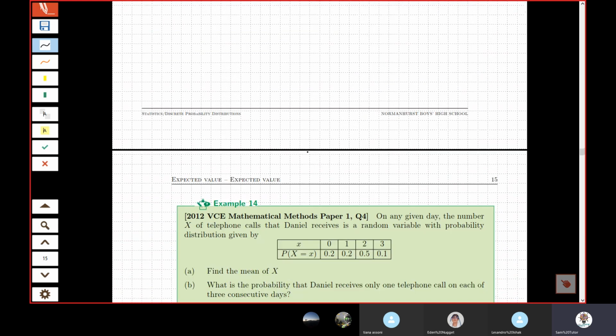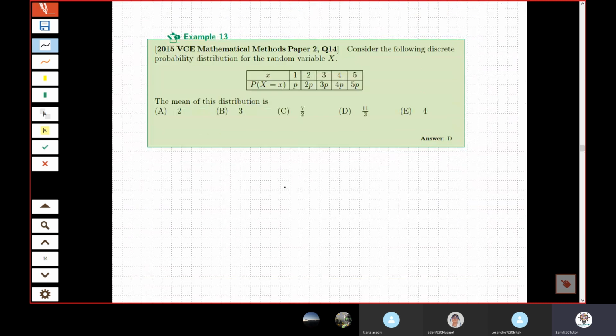Is that it? Let's do this one. Consider the following discrete probability distribution for random variable x. All right, it's saying that 1p, 2p... okay. And it says now the mean, so we've got to find mu. But how do I find that if I don't have these? Does anyone know?